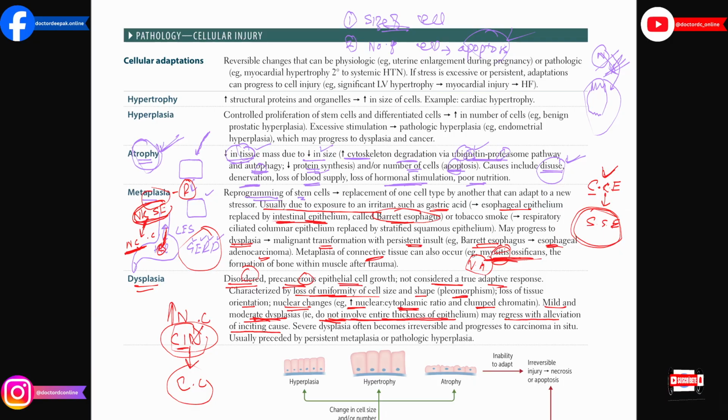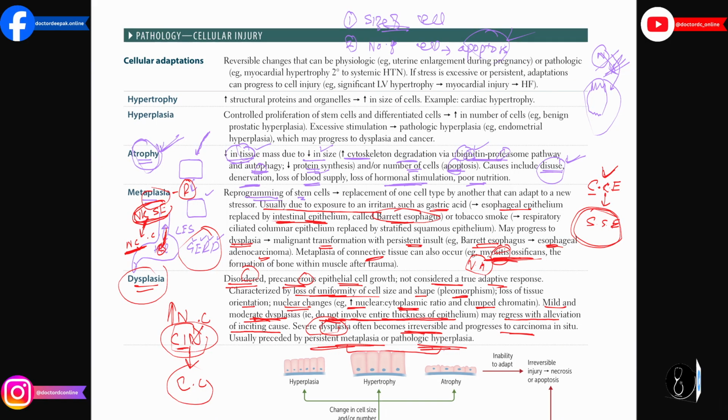If you do not treat this condition, severe dysplasia becomes irreversible and will turn into cancer, and cancer is always irreversible. So please always keep this in mind. They can ask you in the exam, what are the cellular adaptation changes which can progress into dysplasia? Persistent metaplasia or pathological hyperplasia, these are the two conditions which can progress into dysplasia. So please always keep this in mind.